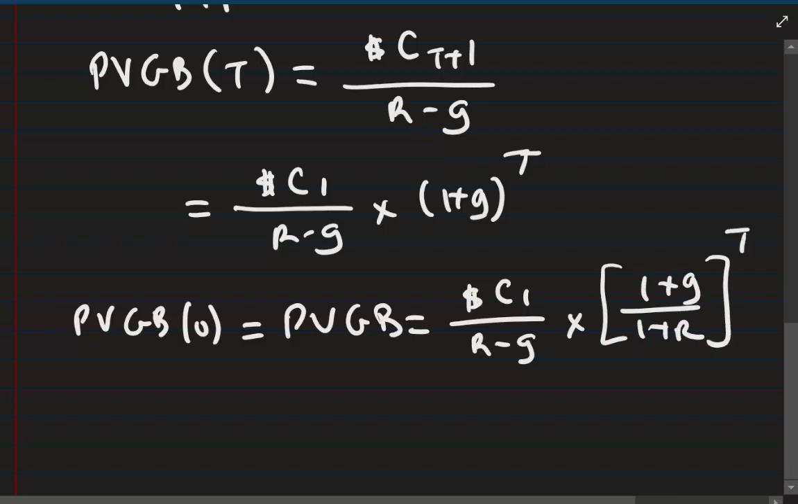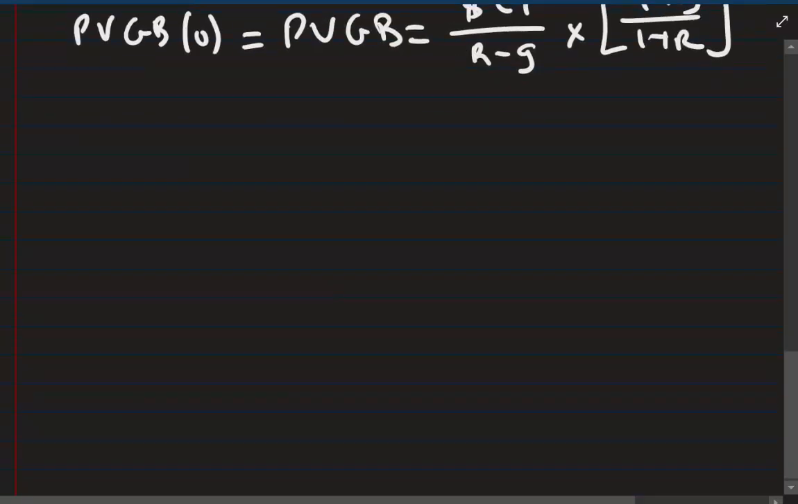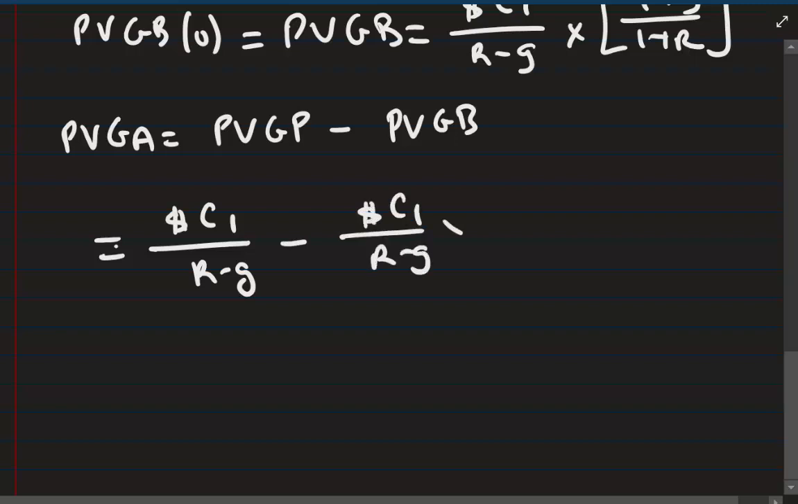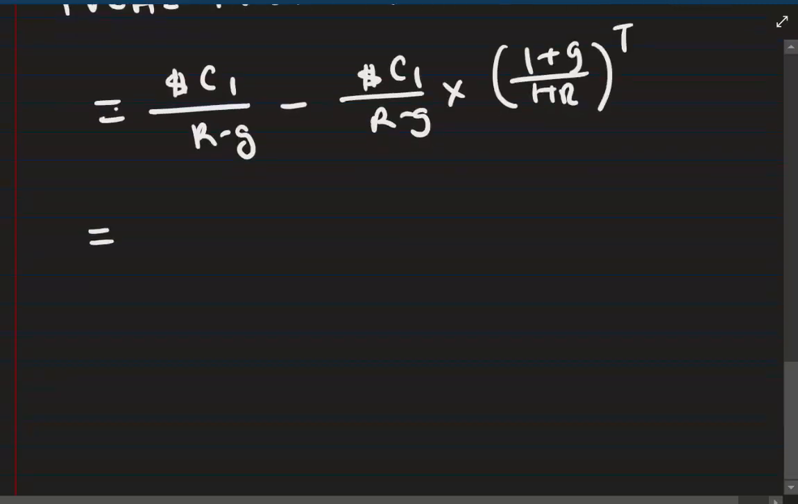Now our job is easy. The present value of a growing annuity is the present value of the growing perpetuity minus that animal, PVGB. That's $C1 over R minus G minus $C1 over R minus G multiplied by 1 plus G over 1 plus R raised to the power T. Collecting terms, we come up with one ugly formula.